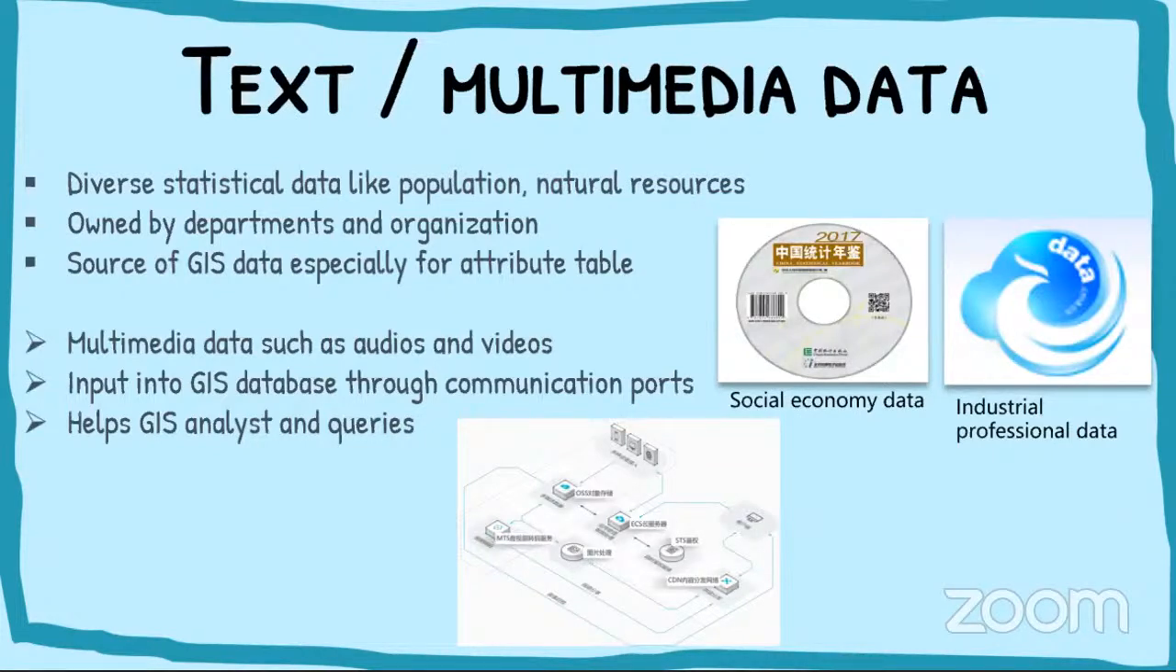For the classification by data presentation, we have text and multimedia data. The text data usually covers statistical data like population and natural resources. Usually this type of data is owned by departments and organizations. The text data is one of the sources for GIS data, especially as you can see this type of data in the attribute table. Next, we also have multimedia data such as videos and audios, where this multimedia data can be input into the GIS database through the communication ports.